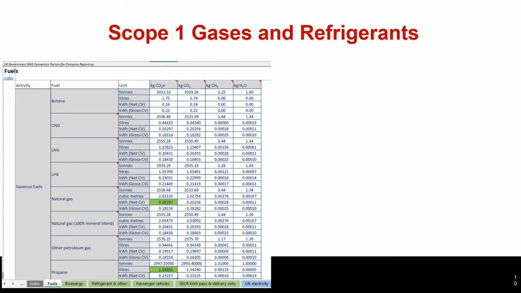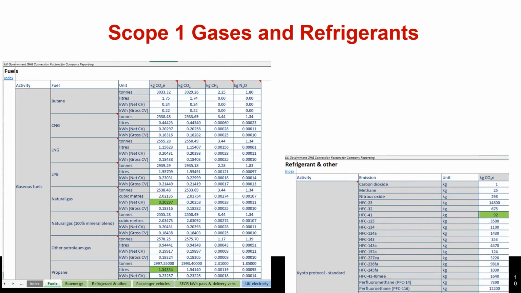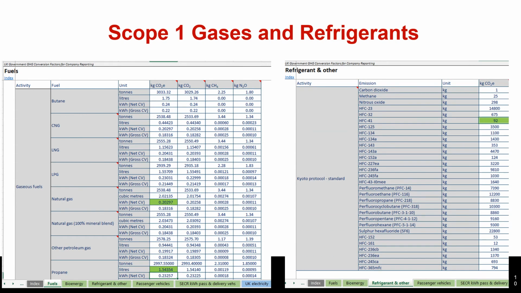Here's the page for gaseous fuels, showing natural gas and propane marked in green. We will be using the kilograms of CO2 equivalent column for our calculation. Here's the page for refrigerants. Look how significant an impact some of these gases have on global warming.